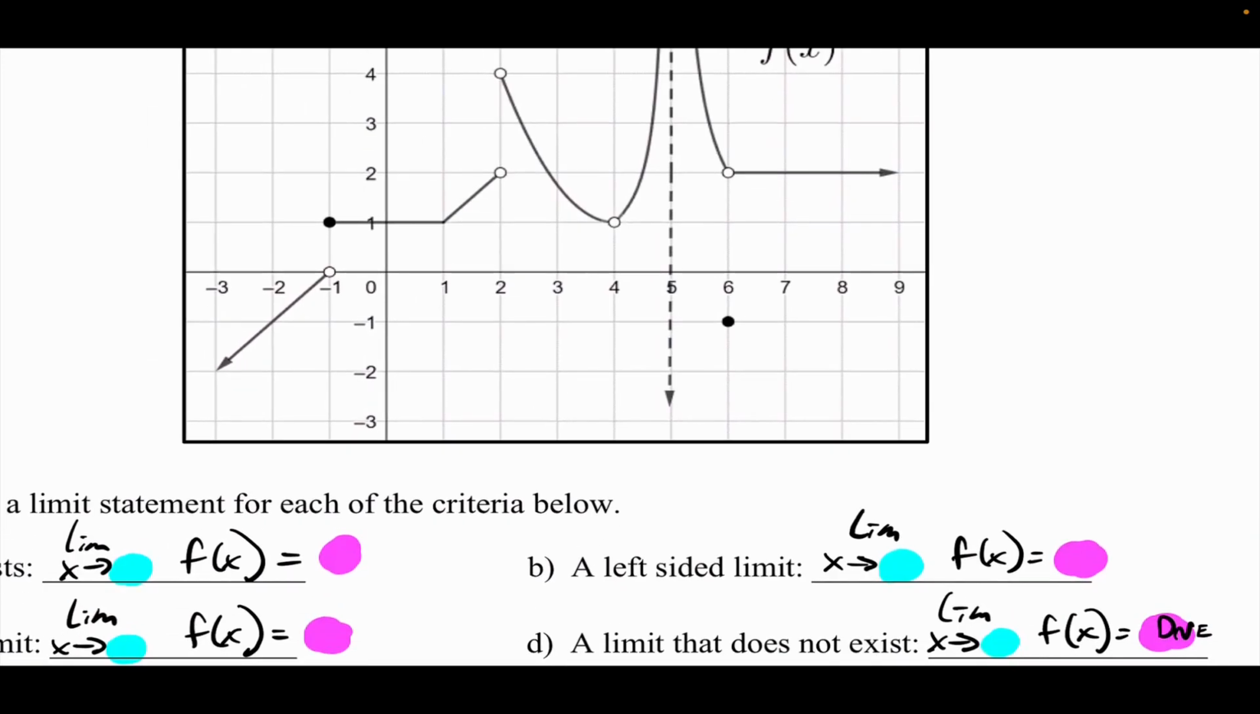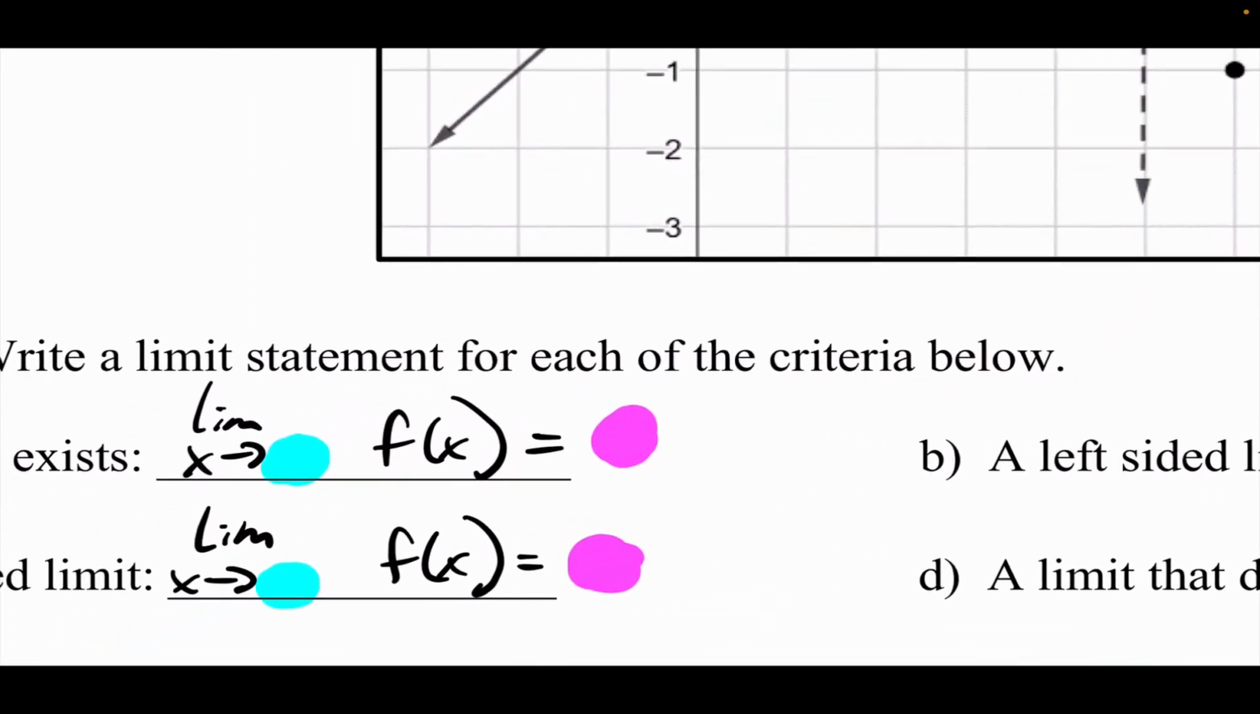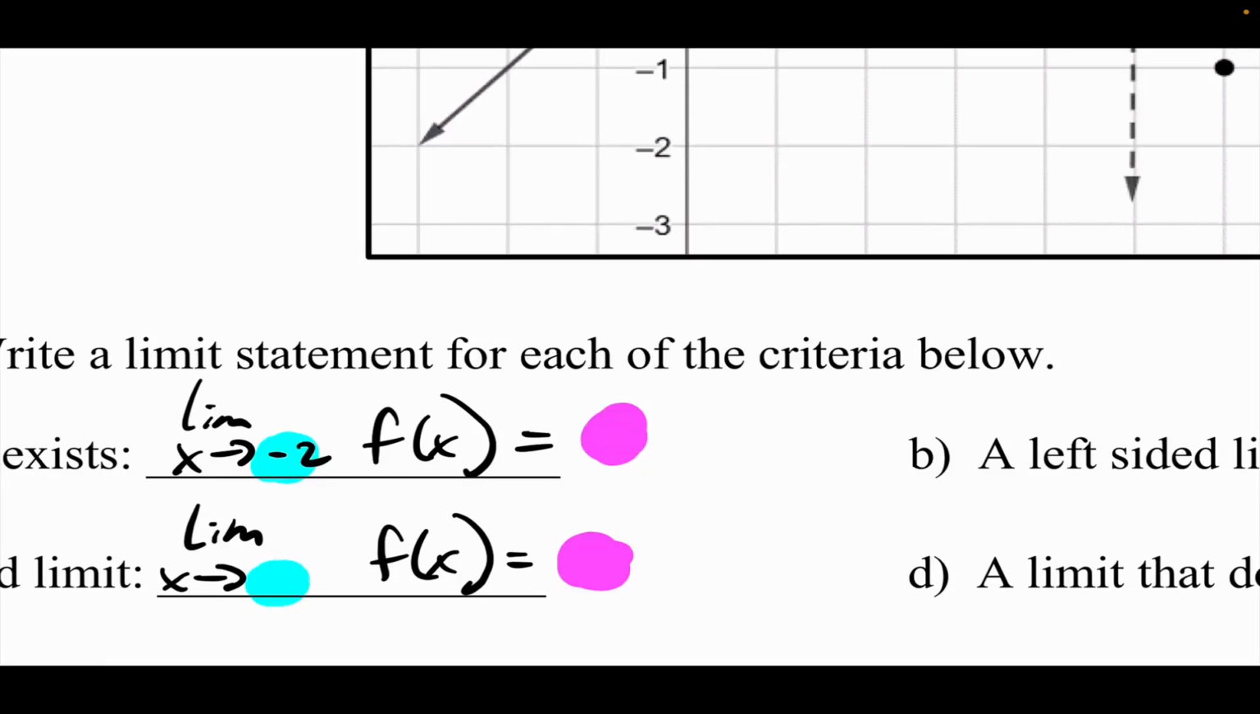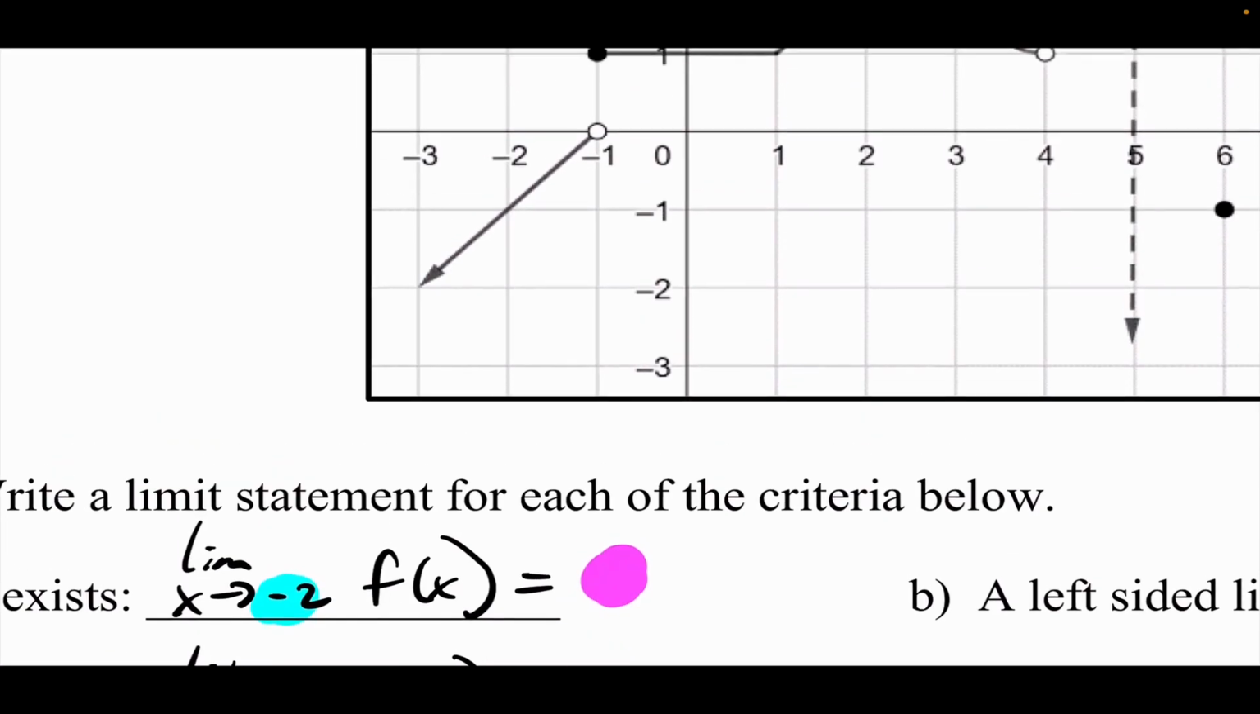So for example, let's see, I'll pick -2. As x approaches -2, so as I come from one side and I come from the other side, I'm going to meet at -1, right? So the limit there would be -1. That's only one answer. If you have a different answer and it works, great. Okay.